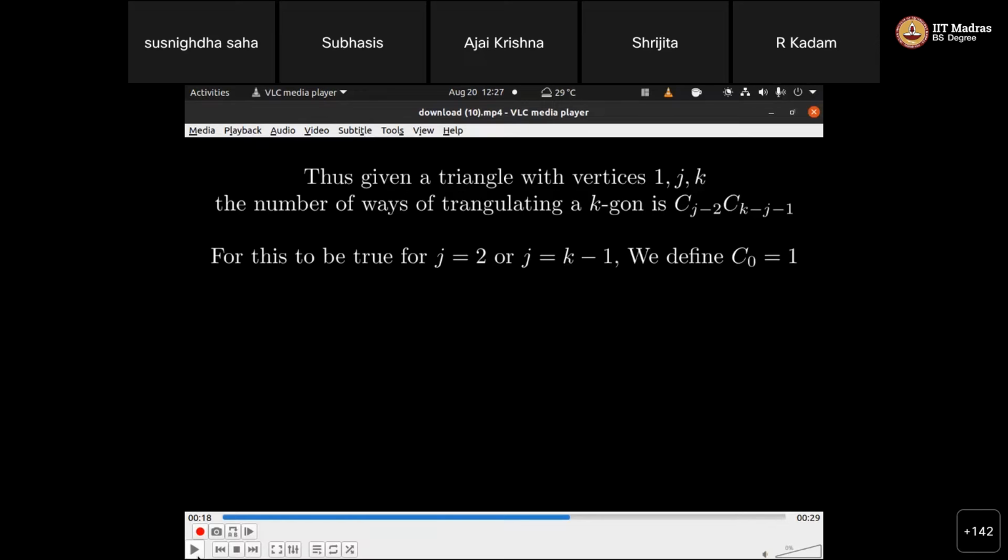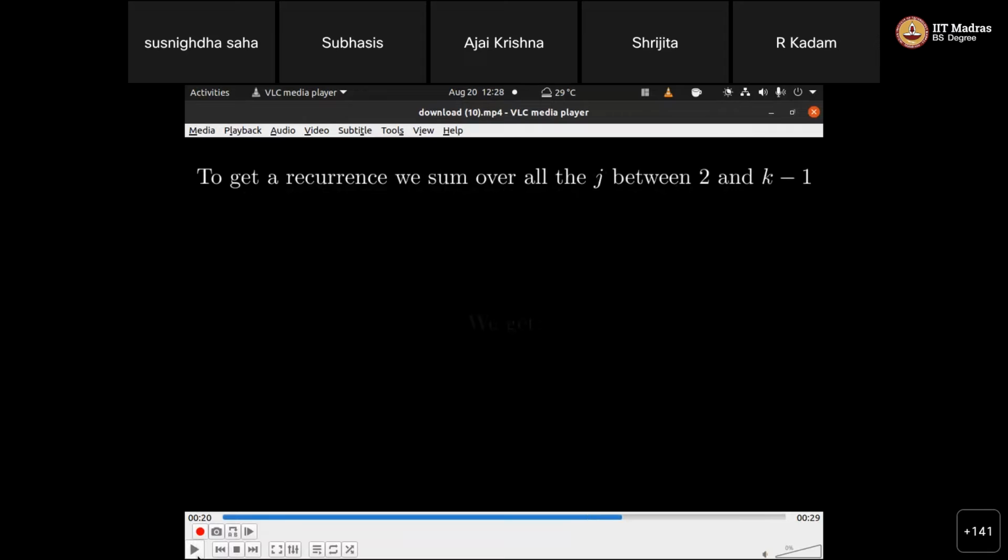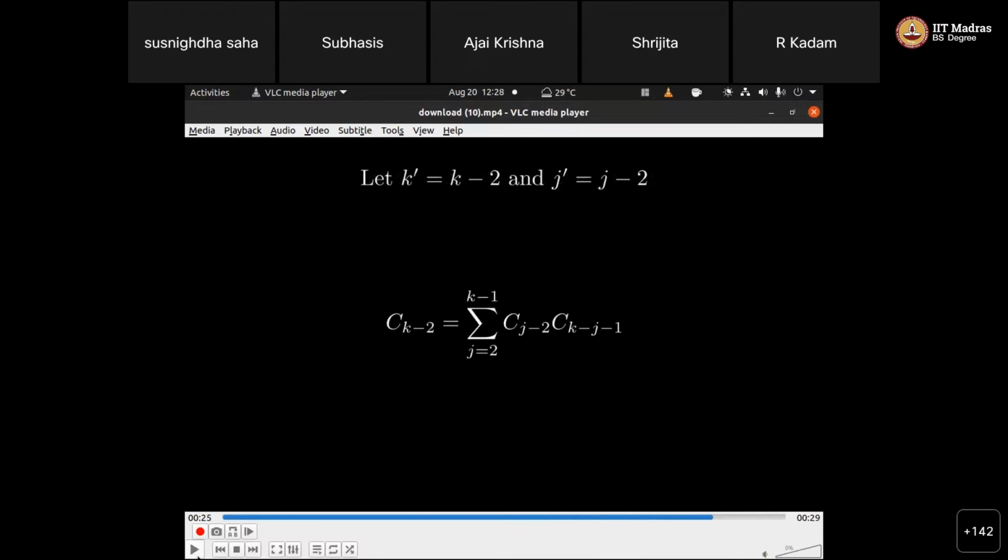So we are taking the product of them. Notice that in case we are taking j equal to 2 or j equal to k minus 1, this smaller polygon will basically be an edge. So we need to define the value of C_0. We'll be defining it as C_0 equal to 1. Now to get the recurrence formula, what we will do is we'll basically sum it over all possible values of j. So we get this. We can make this look a little bit nicer. For that, we are going to use this substitution and just redefine the limits a little bit, and we'll get this.